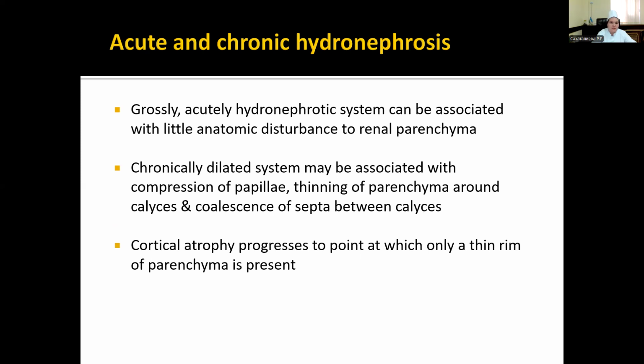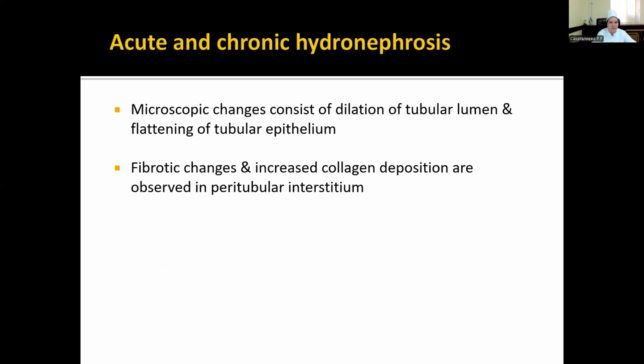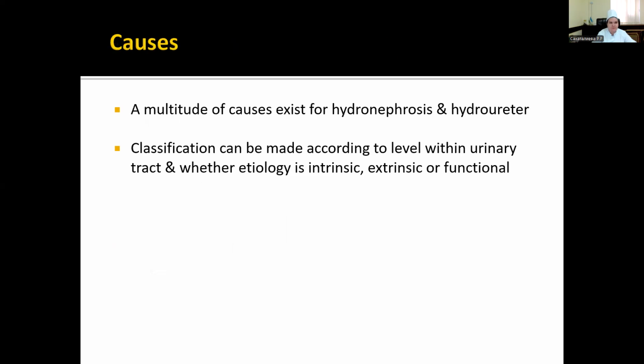Grossly, an acutely hydronephrotic system can be associated with little anatomic disturbance to the renal parenchyma. A chronically dilated system may be associated with compression of the papilla, thinning of parenchyma around the calyces, and coalescence of septa between calyces. Cortical atrophy progresses to the point at which only a thin rim of parenchyma is present. Microscopic changes consist of dilatation of the tubular lumen and flattening of the tubular epithelium. Fibrotic changes and increased collagen deposition are observed in the peritubular interstitium.